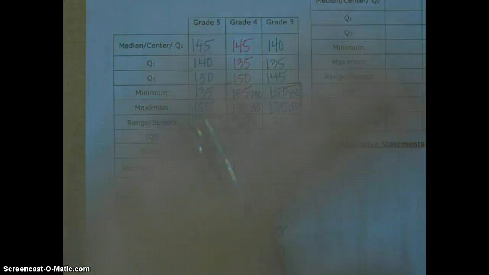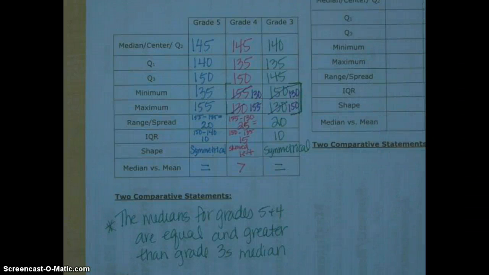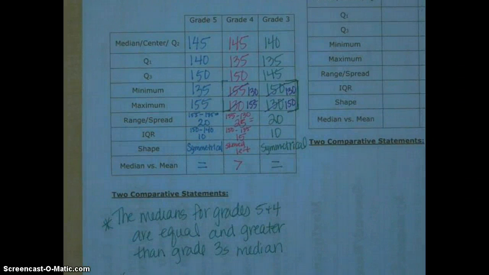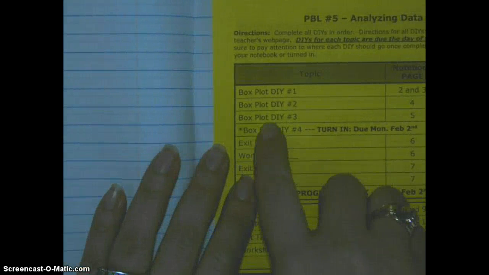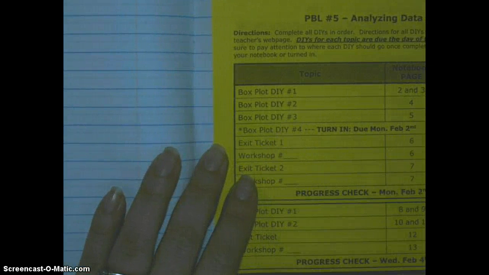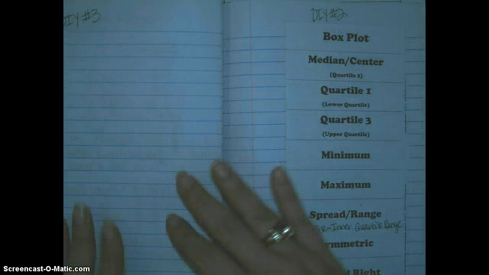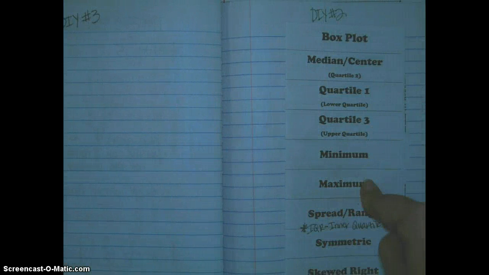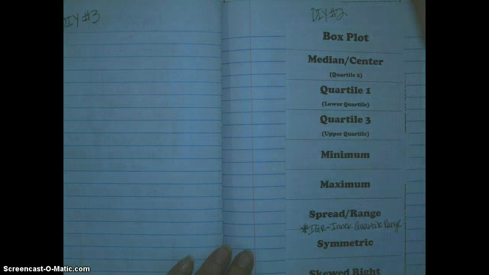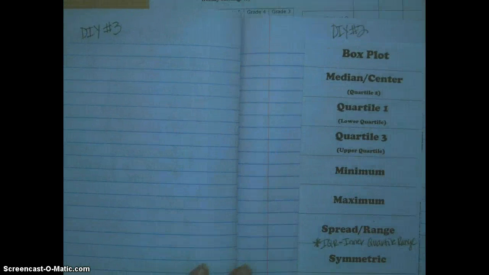Now, when you finish all of box plots number 3, you need to glue this into your notebook. According to your yellow tracking sheet, box plots number 3 is to be glued on page 5. So, page 1 was that. 2 and 3 were notes. Oh no, I put DIY number 2 on the wrong side. It's okay, it's not a big deal. I can just switch them. So now I'm going to put DIY note 3 on page 4. Well, it doesn't fit.